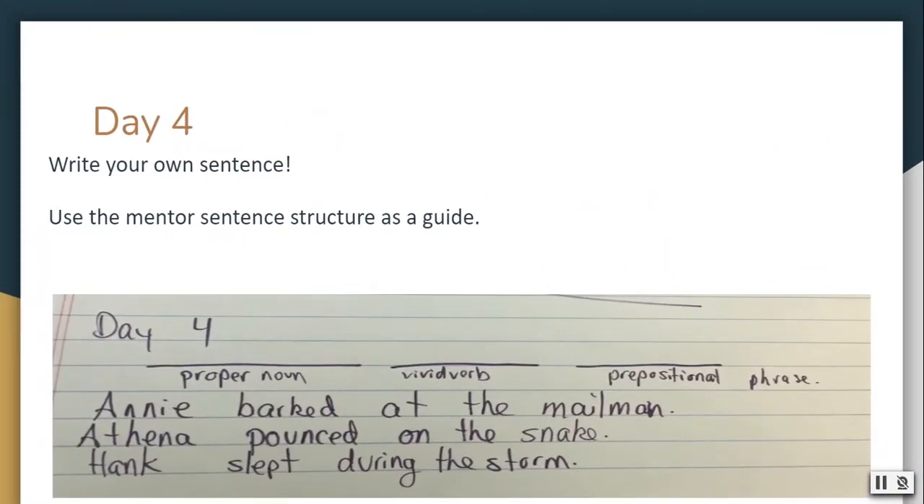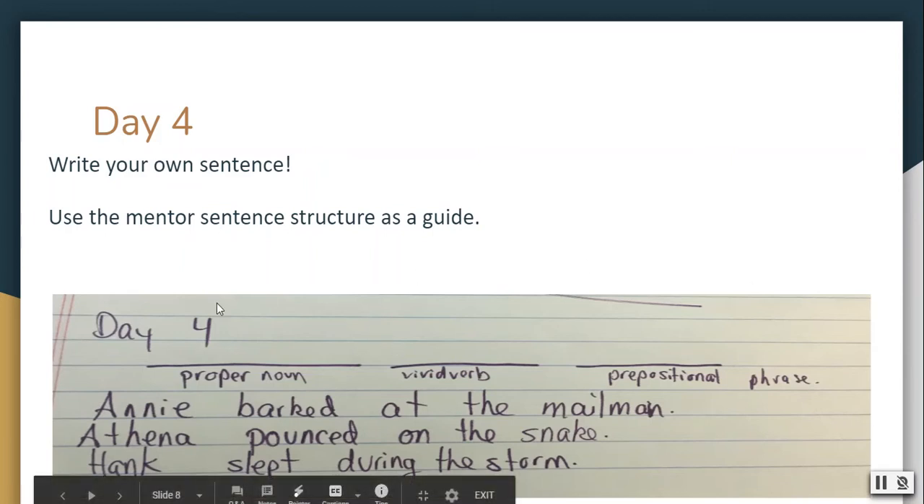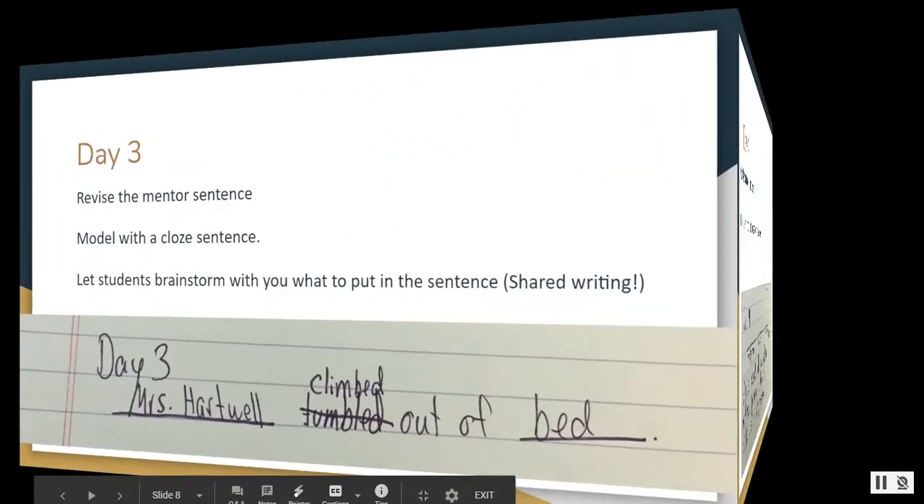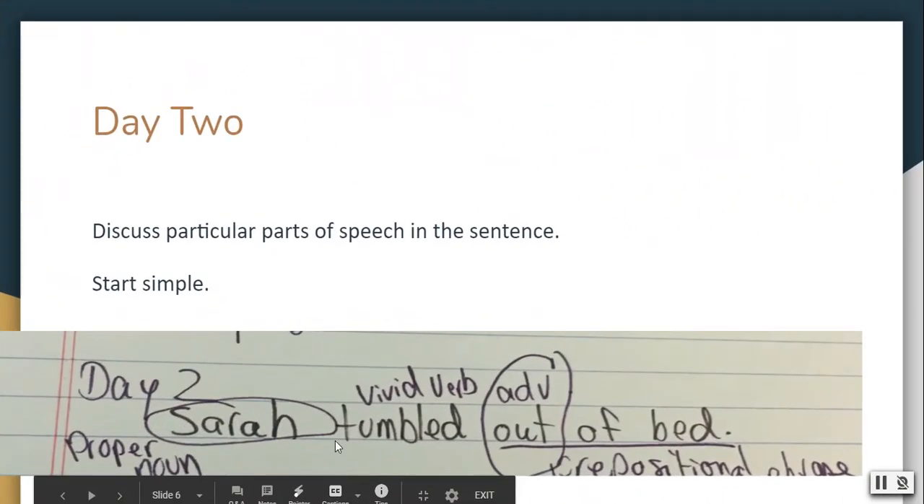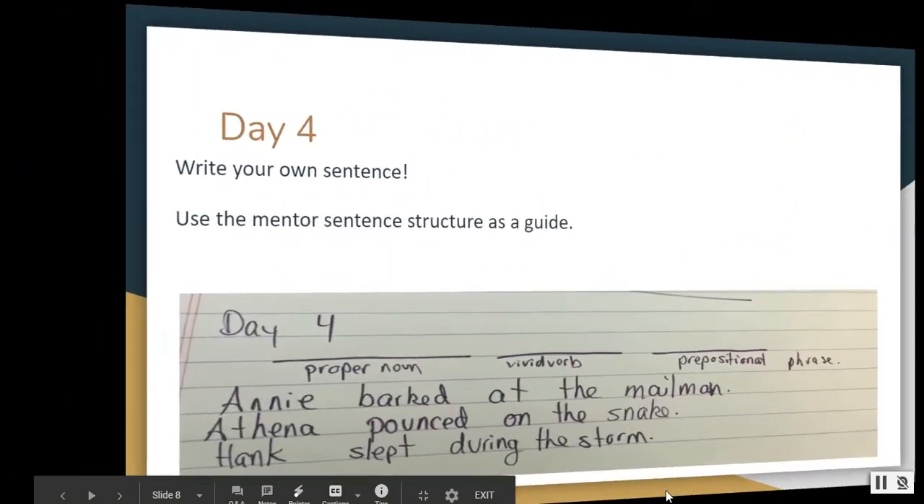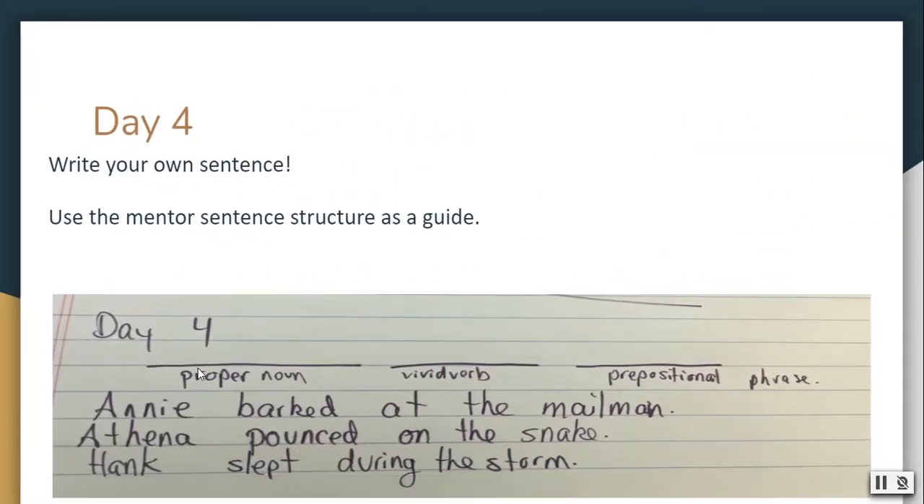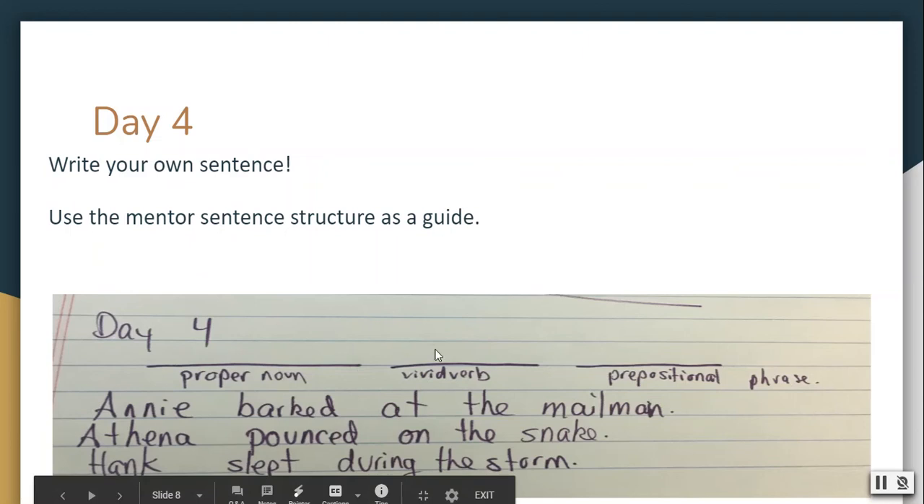On day 4, students write their own sentence. So you give them a skeleton sentence structure and you use that structure as a guide. So in day 2, we came up with the structure of the sentence. So we have a proper noun, a vivid verb, a prepositional phrase. So when we get to day 4, here we go, our little outline. We have a proper noun, a vivid verb, and a prepositional phrase.